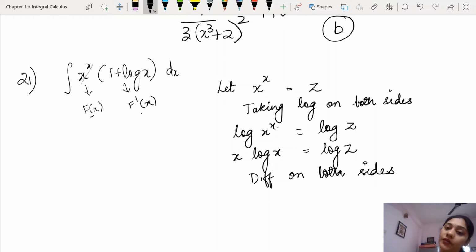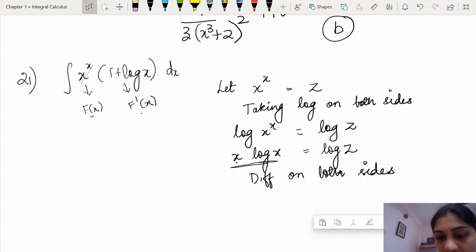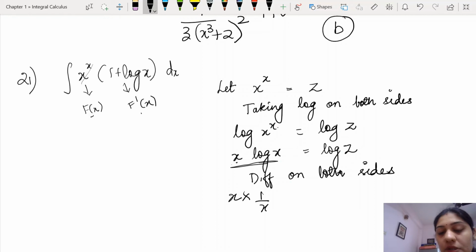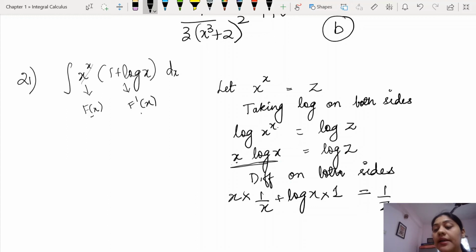So how do we differentiate it? This is nothing but the product rule. Function 1, function 2. Keep the first function x as it is, differentiate the second function log x, which is 1 upon x, plus log x into differentiation of the first function x, which is 1. This is equal to log z, whose differentiation is 1 by z into dz by dx.